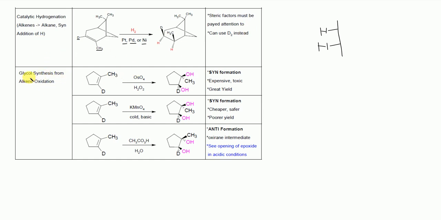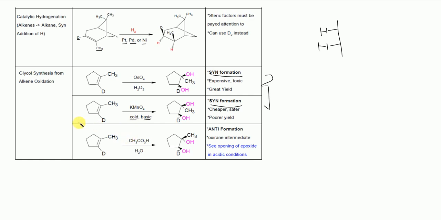Now let's look at what we call glycol synthesis. A glycol is essentially the dual addition of two alcohol groups adjacent to each other. There are three ways that we can do this. The first two are syn formation, which means the alcohols are added on the same side, so we have them both on the same wedge or the same dash. The first one is OsO4, H2O2, and the second one is KMnO4, and the conditions are cold and basic. So pay attention to these.